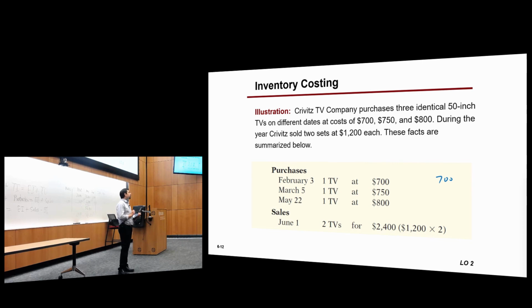Again, here we're not talking about the sale. The sale is always the same. It's the selling price. Now we're talking about the cost. Yes? Can you make an average of your 750? That will be one of the methods. This is what we call the weighted average.